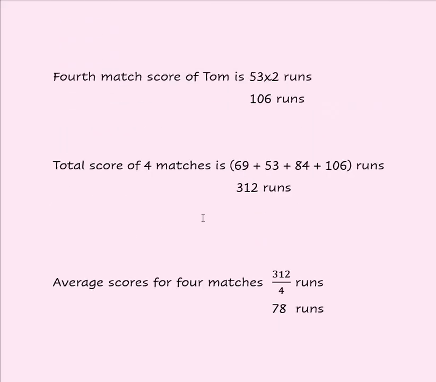So to get the average, we have to divide 312 by 4 because there are 4 matches here. So the average score for 4 matches is 312 divided by 4, which gives us 78 runs. So this is the answer for problem number 2, and this is the end of the video.